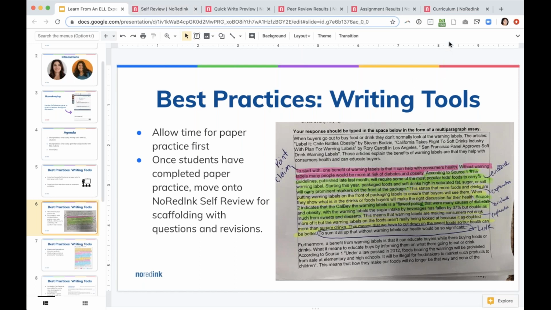So I found that, and you can see a sample on your screen. This is actually from my class. I had the students go ahead and use different colors to highlight the different parts of a body paragraph. They did this, and then I checked it to be sure we were all on the same page. Once they've completed the paper practice, going then on to do the self-review and the peer review on NoRedInk, they are much more understanding of the assignments.